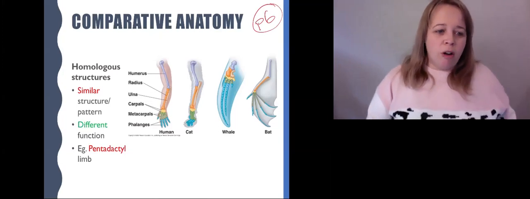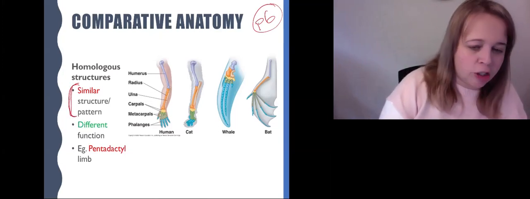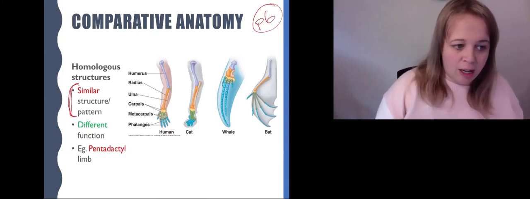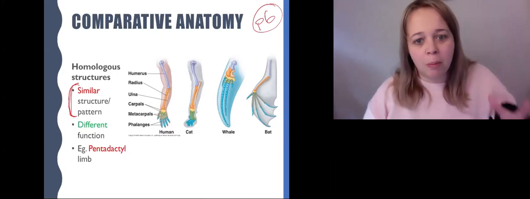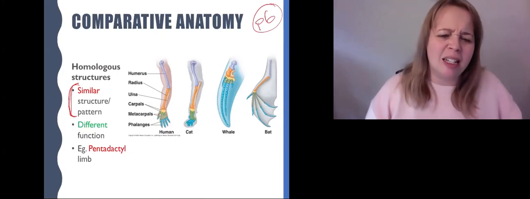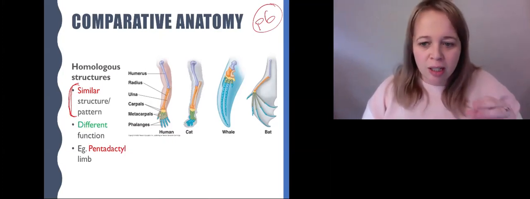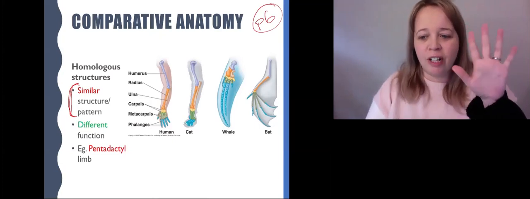So what we've got with the homologous structure is they all have similar structures underneath them, but they all have very different functions. So the best example of this is what we call the pentadactyl limb. So you're probably going, oh, I remember that. I heard that in year 10. Now you're saying pentadactyl limb. So homologous structures have the same kind of bones, but they have different functions.